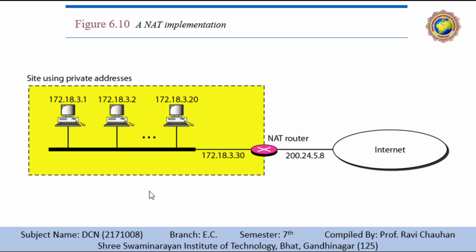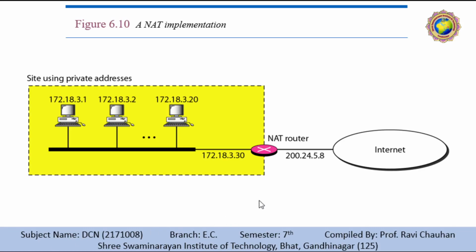This figure shows the private network uses private addresses. A router that connects to the global internet uses one private address and one global address. It is our private one, it is a global address. The private network is transparent to the rest of the internet, and the rest of the internet sees only a NAT router with an address of 200.24.5.8. Fine. So it is our NAT implementation.